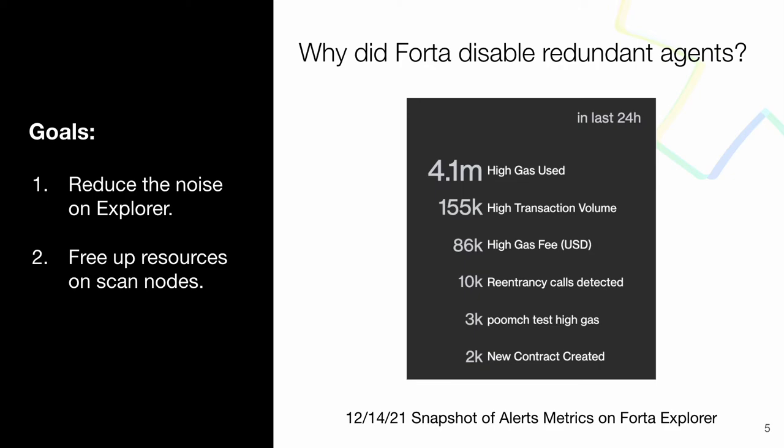Recently, we noticed that Forta Explorer was becoming crowded with redundant alerts that were all reporting the same findings. When we investigated this, we found out that most of the alerts were copies or variations of the starter examples Forta provides in the documentation. For example, the most common alerts were high gas and transaction volume related. This was making alert discovery challenging for Explorer users and taking up scan node resources. So we had two goals. One, reduce the noise on Explorer, and two, free up resources on the scan nodes.